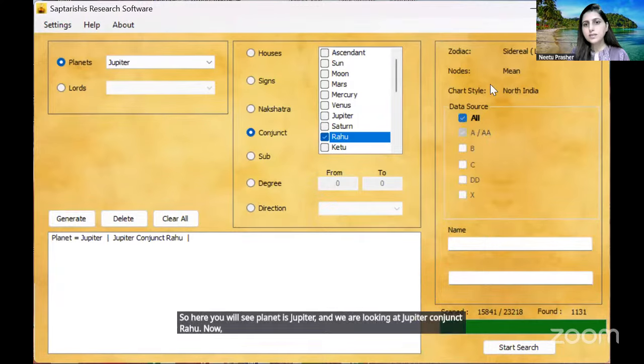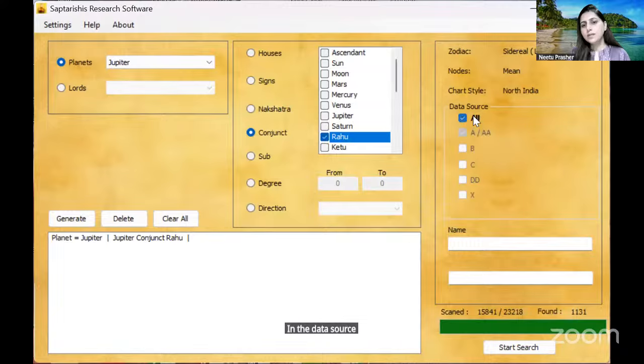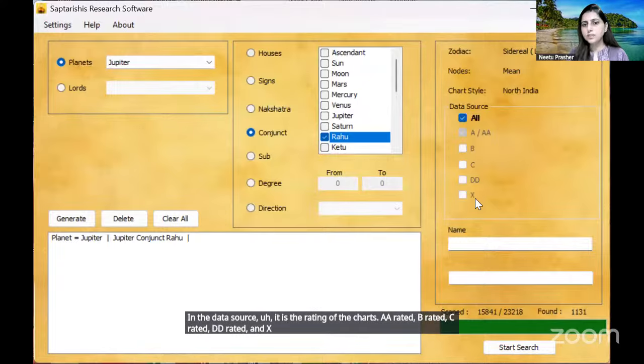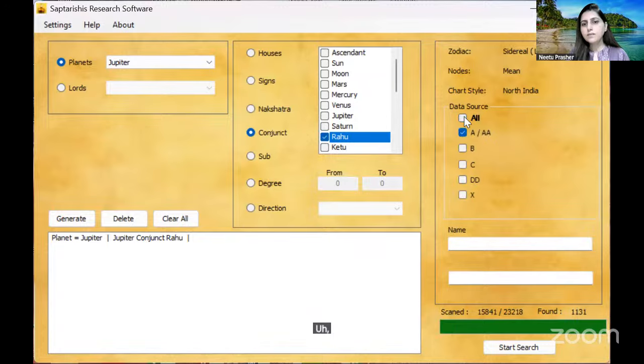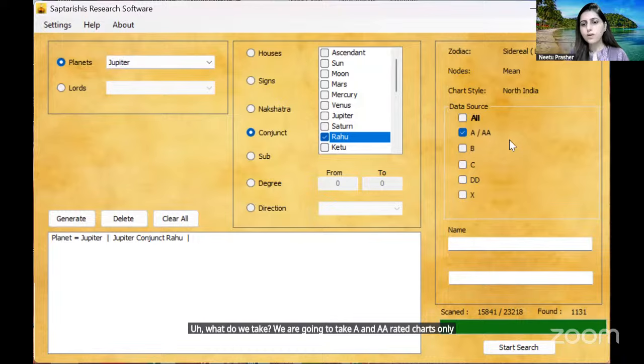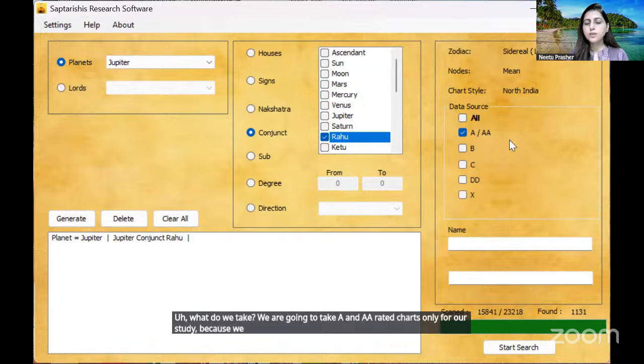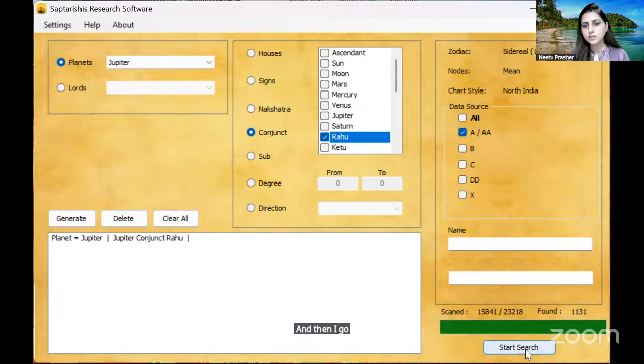Now here on the right side, there is something called a data source. In the data source, it is the rating of the charts. AA rated, A rated, B rated, C rated, DD rated, and X rated. DD is dirty data basically. So what do we take? We are going to take A and AA rated charts only for our study, because we will be sure that this data, the birth details, are pretty accurate. And then I go to start search.